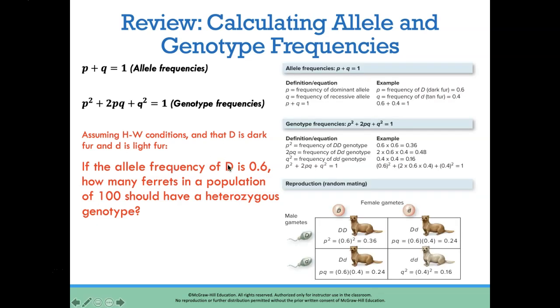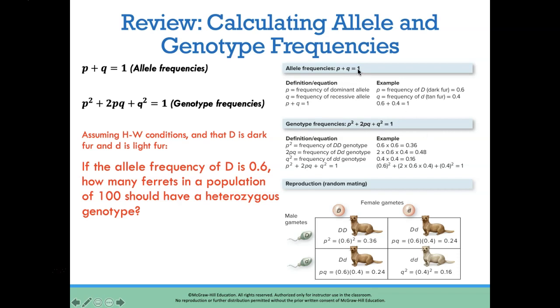So if we know that D is 0.6, we know that that's what P is. P equals 0.6. Q is equal to 0.4 then, because we always have to have P plus Q equals 1. And the question is asking for a genotype frequency, or a number of people with a genotype. So therefore, we have to use these genotype frequency equations.